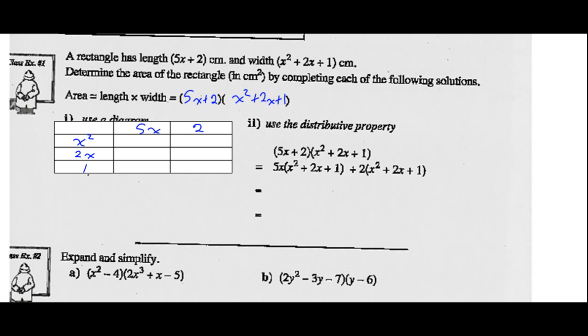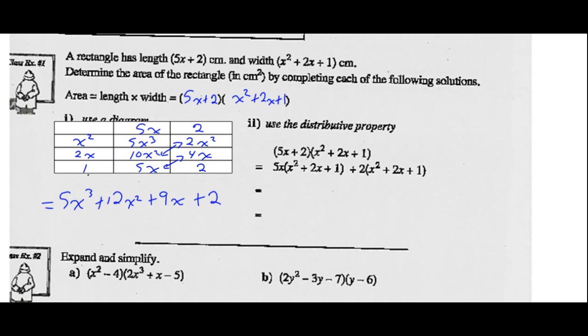5x times x squared is 5x cubed. 5x times 2x is 10x squared, and 5x times 1 is 5x. And 2 times x squared is 2x squared. 2 times 2x is 4x, and 2 times 1 is 2. So combine like terms. I've only got one set of x cubes. I've got 10x squared and 2x squared is 12x squared. I've got 5x and 4x is 9x, and a positive 2.